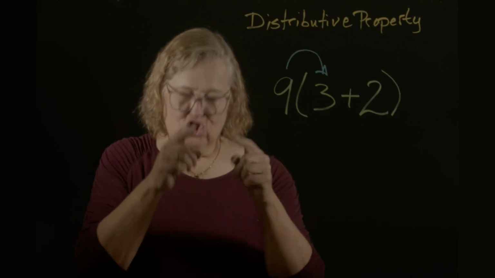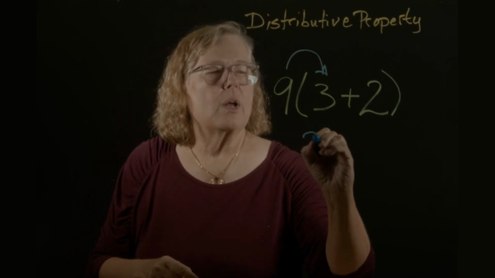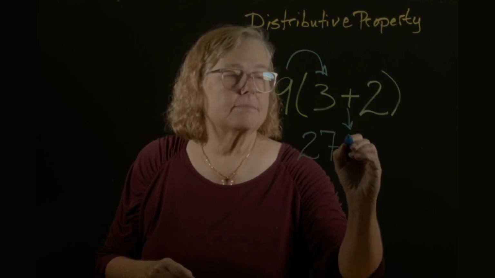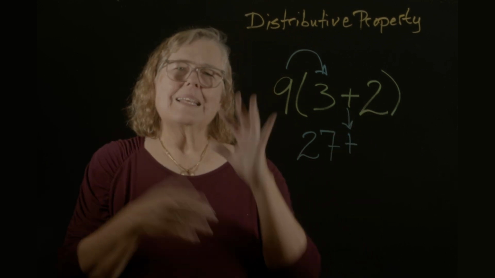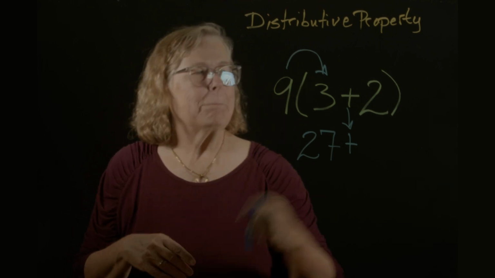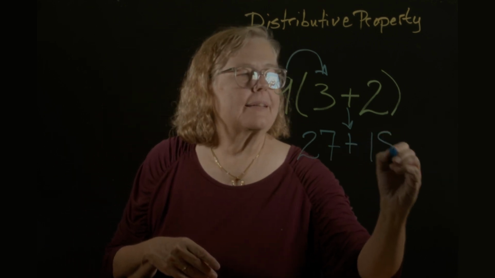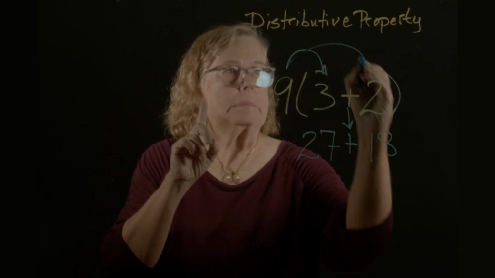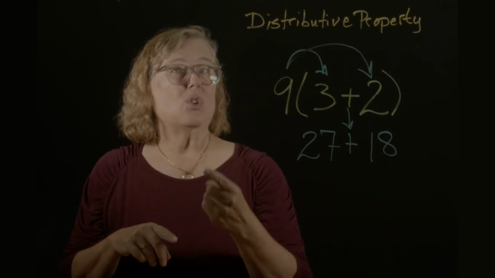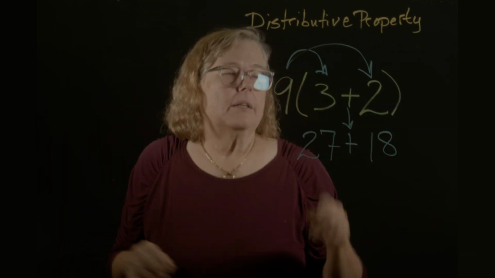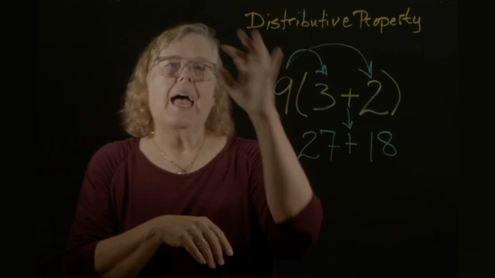So what is 9 times 3? Good job. It's 27. We're going to bring down the plus sign. What's 9 times 2? 18. Good job. And we're done. Oh, wait. There, show the arrow there. Okay. I told you, people forget to do that. I don't know why. People just forget to multiply by that last number.